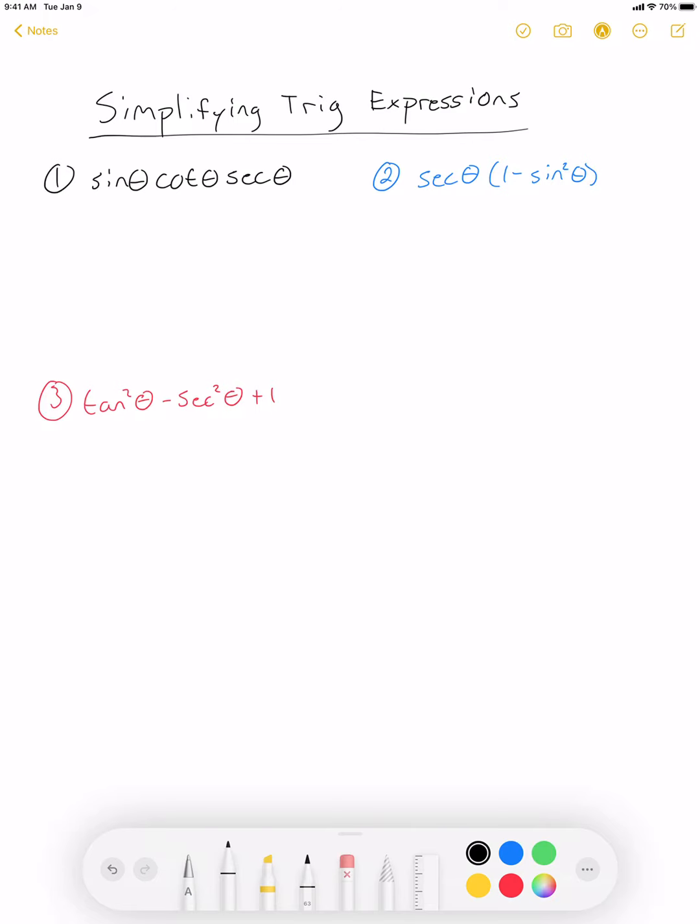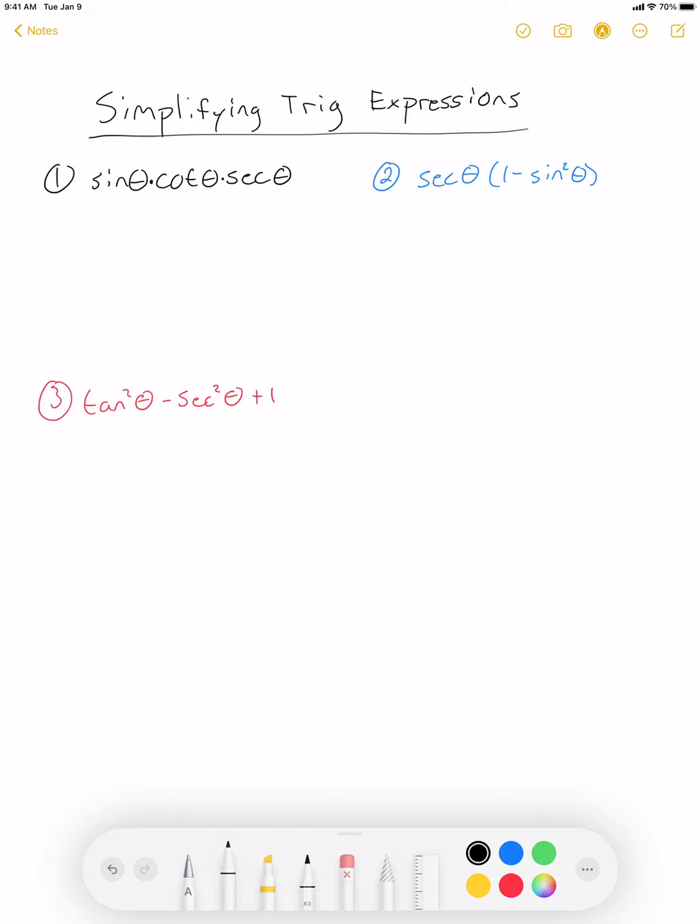In this video, we're going to go through how to simplify trig expressions using the identities that we learned. So go ahead and get your notes out where we have access to the reciprocal identities and the Pythagorean identities. So notice how we are multiplying in number one. So we're saying sine times cotangent times secant.